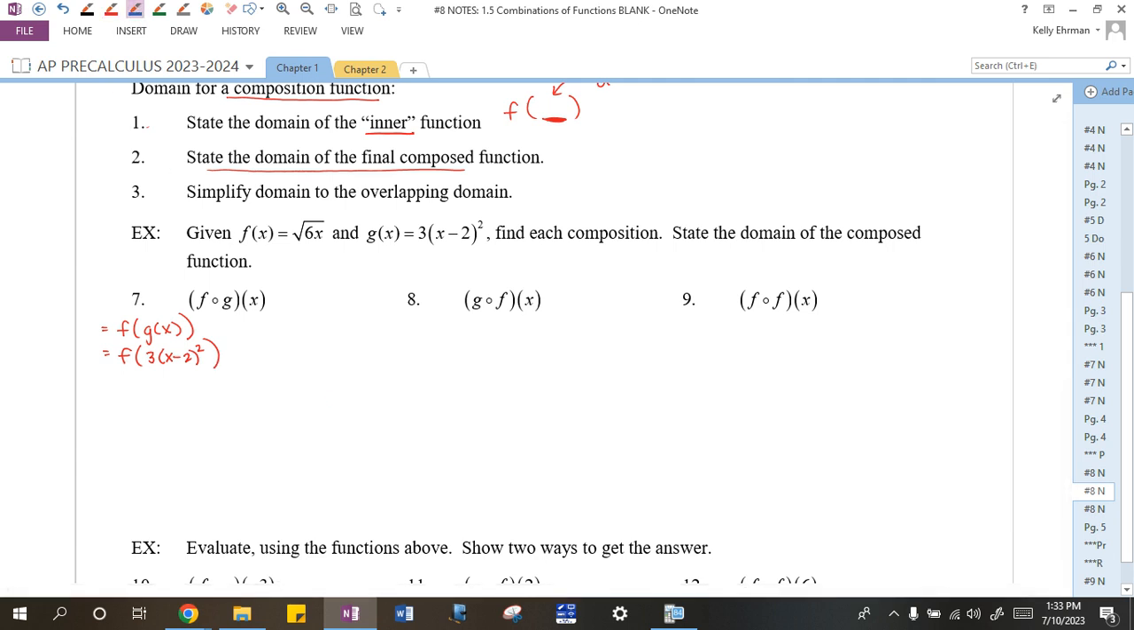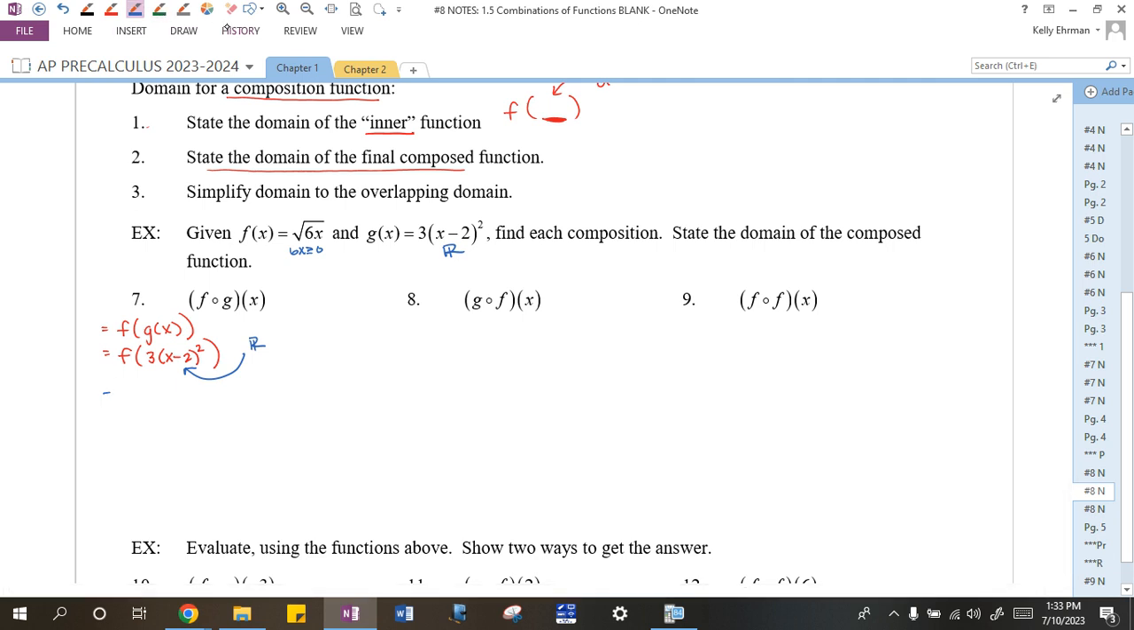And then I pause right here because I don't want to forget about domain. This is a quadratic function. There are no restrictions on the domain so far for the inner function. So right now, my domain for the composition is all real numbers. I need to keep in mind for f of x that we can only have values that make 6x greater than or equal to 0.